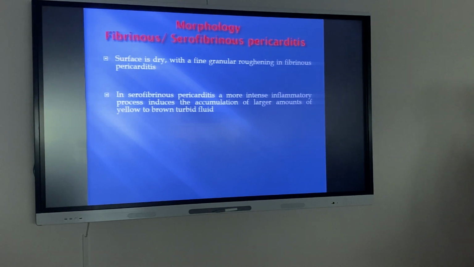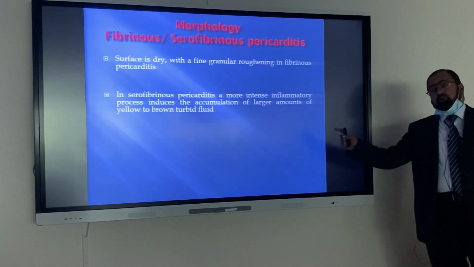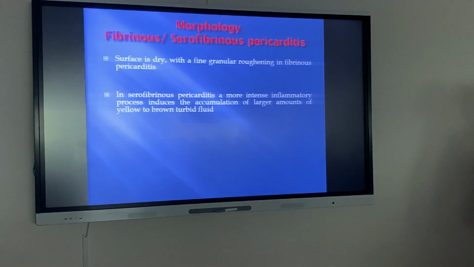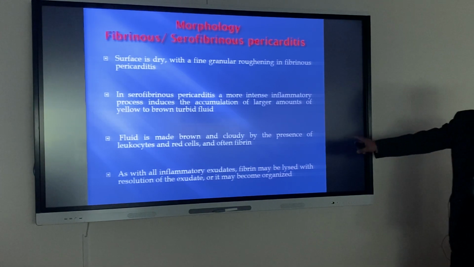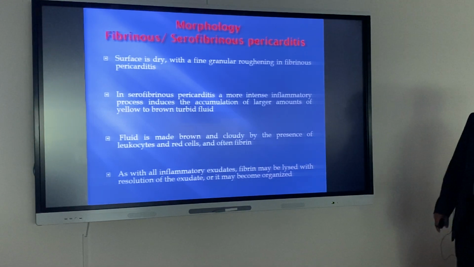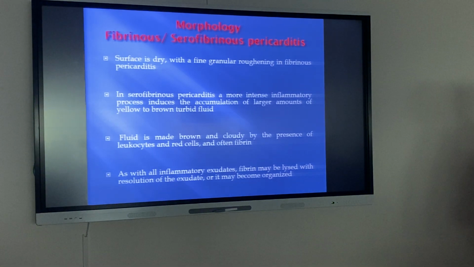In serofibrinous pericarditis, more intensive inflammatory cells can be seen because now it is mixed with inflammation, inducing accumulation of a large amount of yellow to brown turbid fluid. Because of this inflammatory process, it is serofibrinous now, not purely fibrinous. The fluid is brown and cloudy because of the presence of leukocytes, such as neutrophils or other cells, and RBCs and fibrin. So it causes a brown color. And with all the inflammatory exudate, fibrin will be lysed.